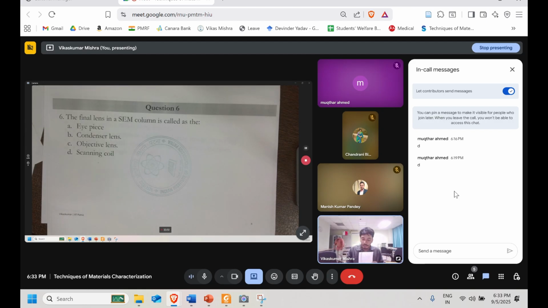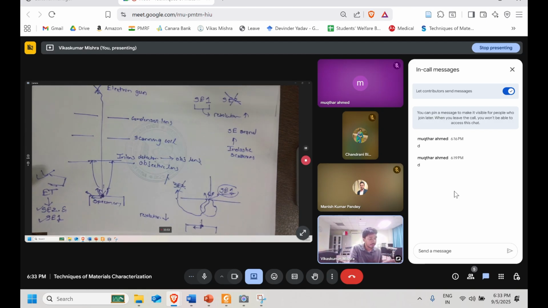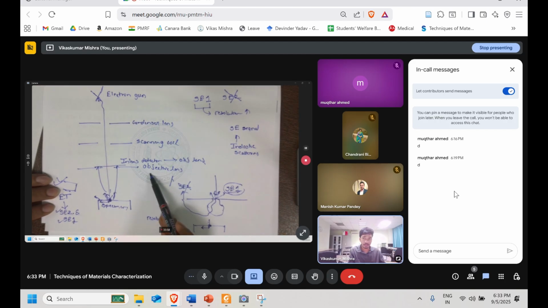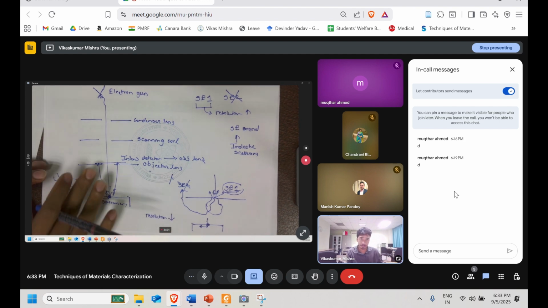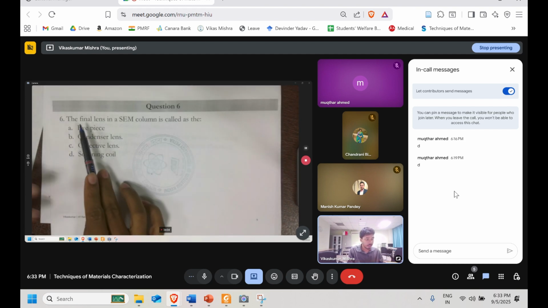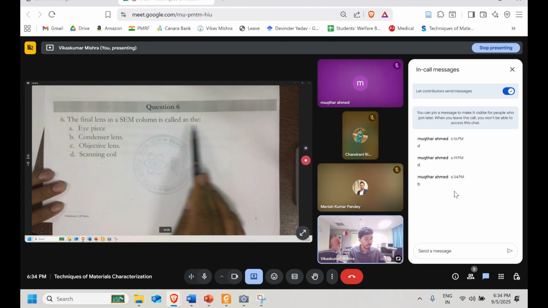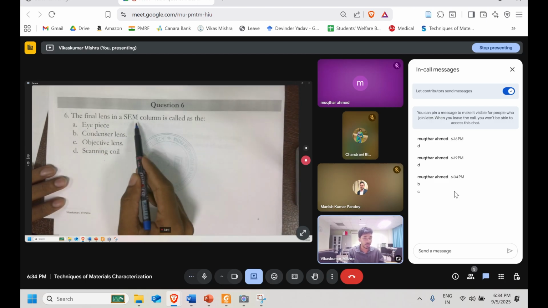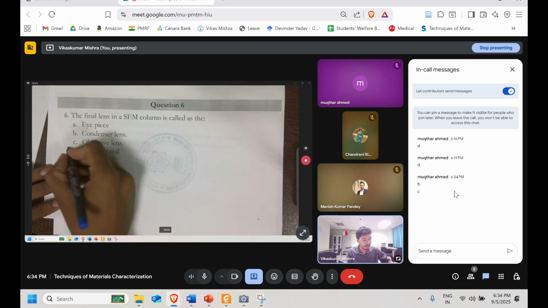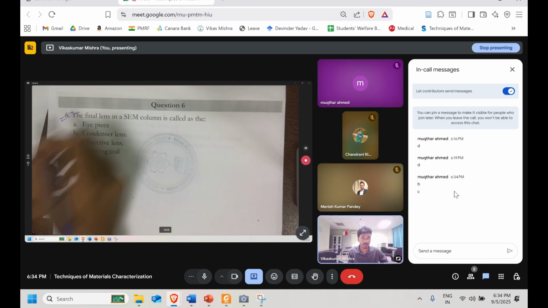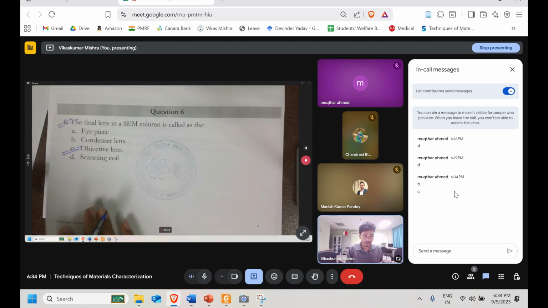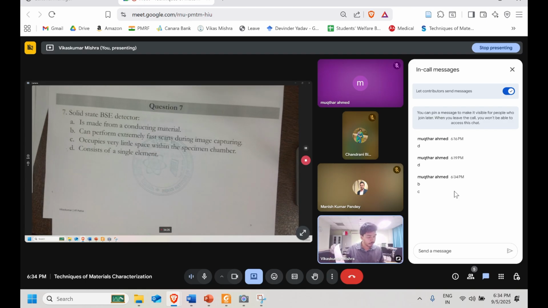Now, based on what we have learned, we have the condenser lens, we have the objective lens, and below the objective lens we have the specimen. Let's try to answer this. The final lens in the SEM column is called as, yeah, very good. Option C is the right answer. It's the objective lens. Okay, very good. So with that, we have solved this question number 6. Let's go to the next part.